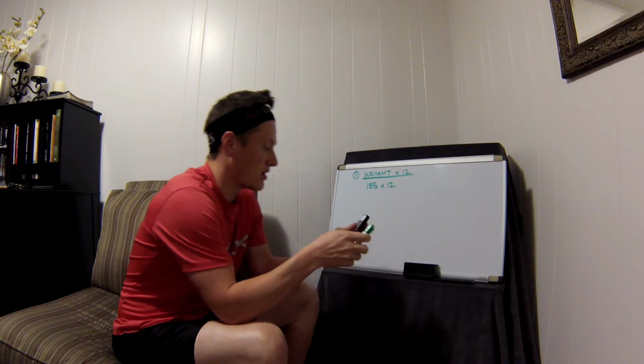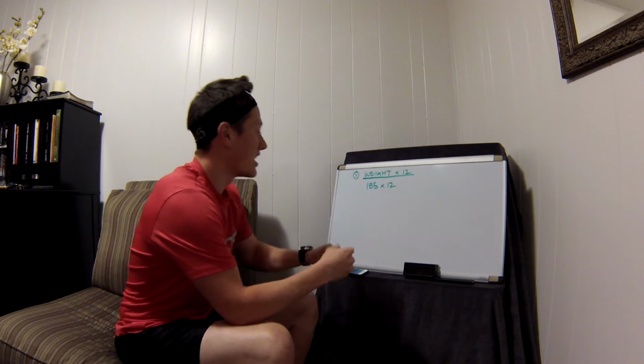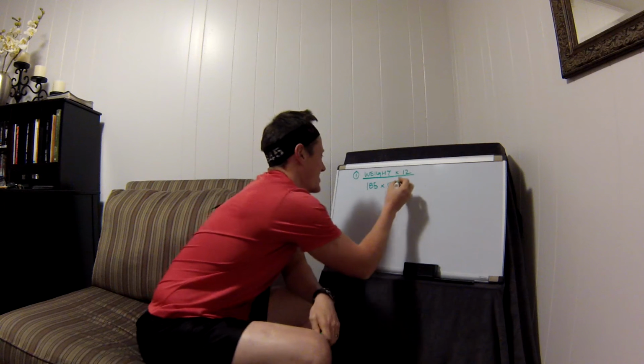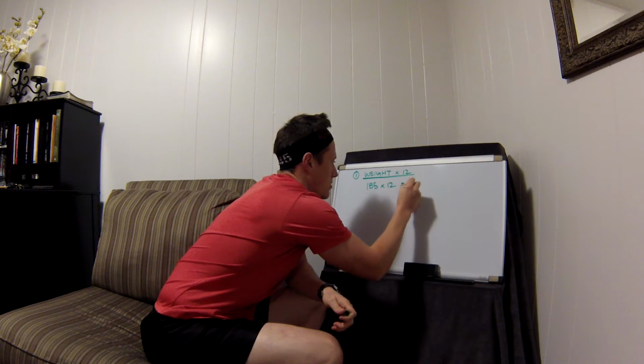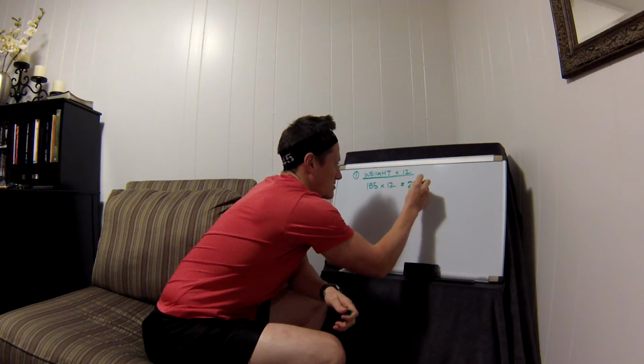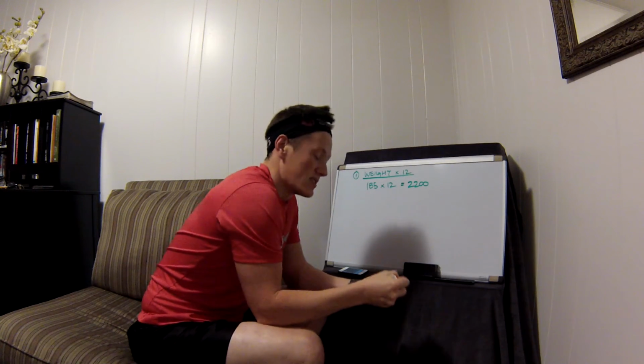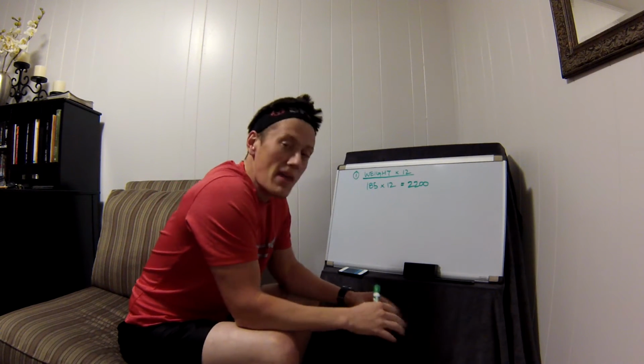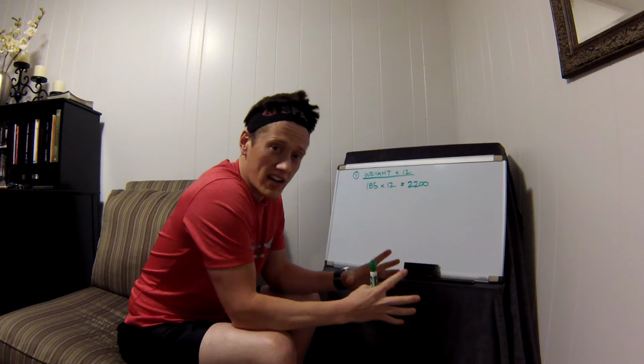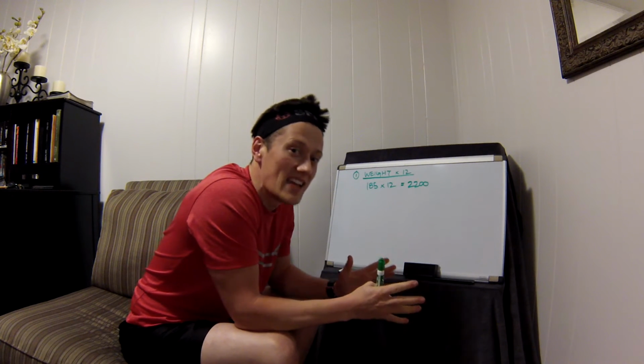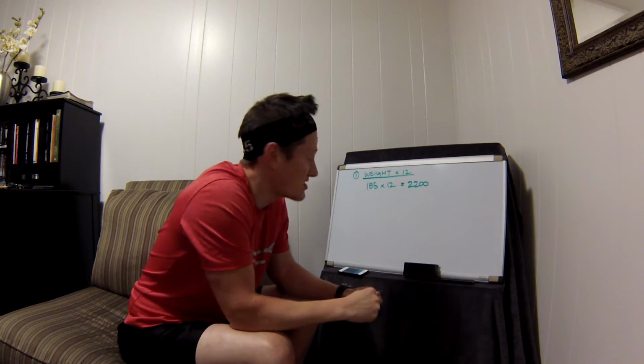185 multiplied by 12 is 2,220 calories per day. Holy moly, you're like, Todd, I don't even eat that much right now. Well, here's the thing. We're calculating maintenance calories. The total we're going to get here is how many calories you need to maintain your current weight. That's important to understand.